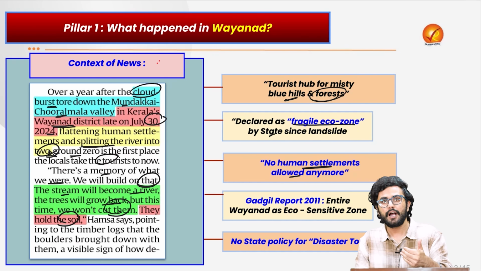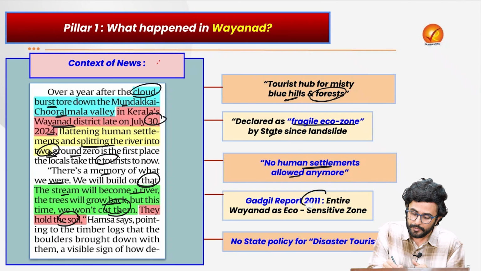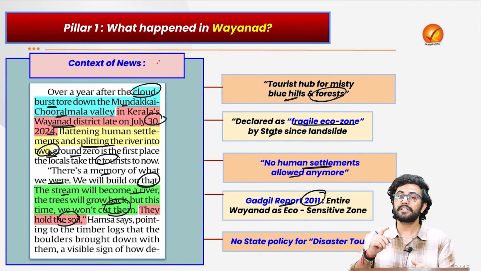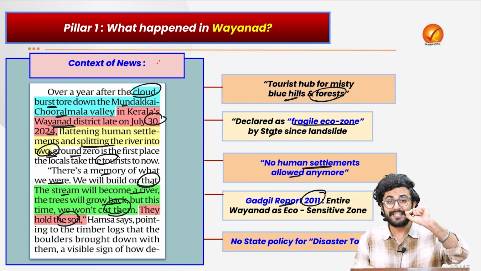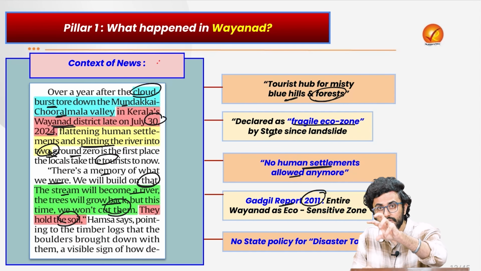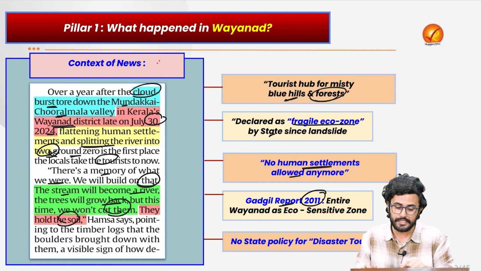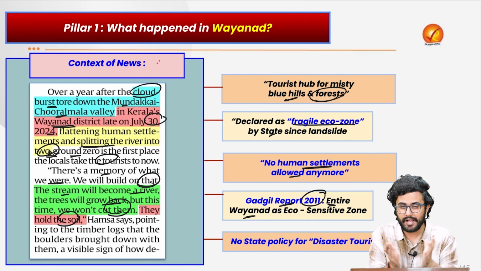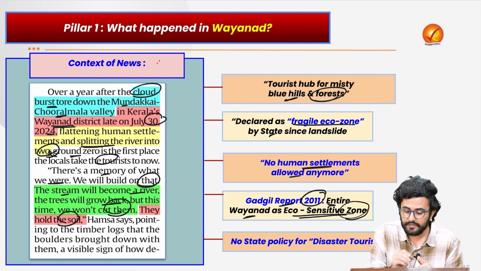So the article highlights how the Gadgil committee, which was created in 2011 and submitted its report, had warned about such an increasing number of disasters which will take place in the eco-fragile zone of the Western Ghats, and thus it had suggested declaring the entire Wayanad as an eco-sensitive zone.